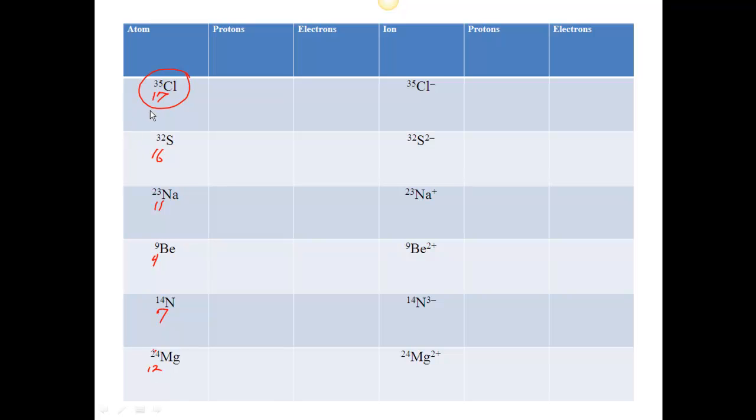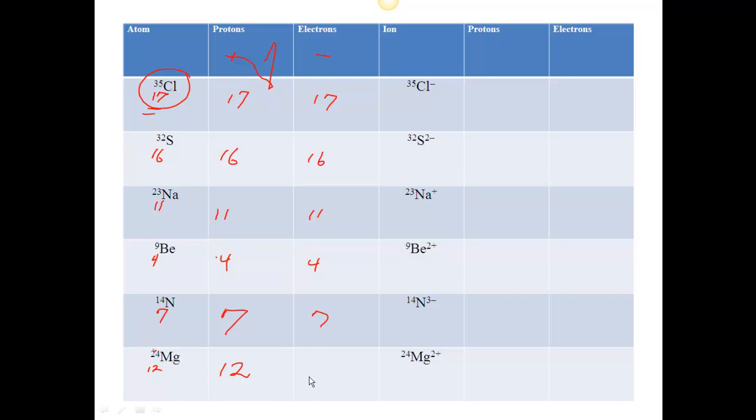Now remember that your atomic number is the same as the number of protons, and that is always true. Now, in the case of balanced atoms, the number of protons, which are positive, is identical to the number of electrons, which are negative, because it is a balanced atom. So that means that the number of electrons is always the same as the number of protons.